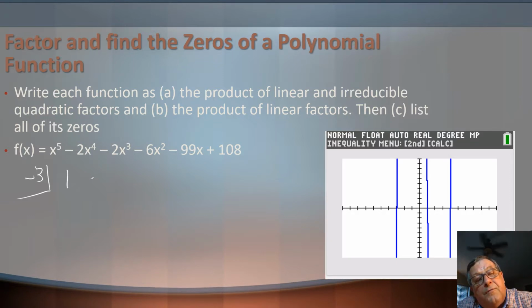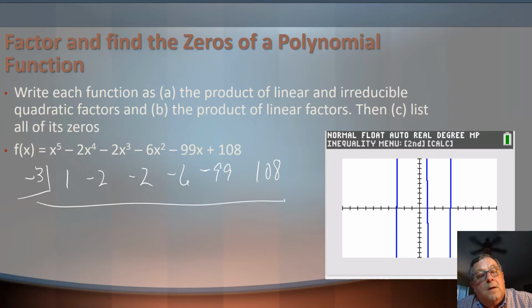And I'm writing my coefficients down. 1, -2, -2, -6, -99, and then positive 108. And let's bring down the 1. All right, -3 times 1 is -3. -2 -3 is -5. -3 times -5 is positive 15. -2 plus 15 is 13. -3 times 13 is -39.